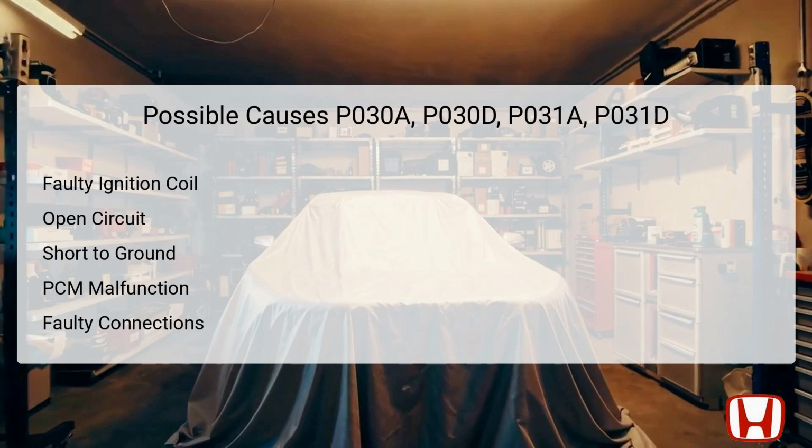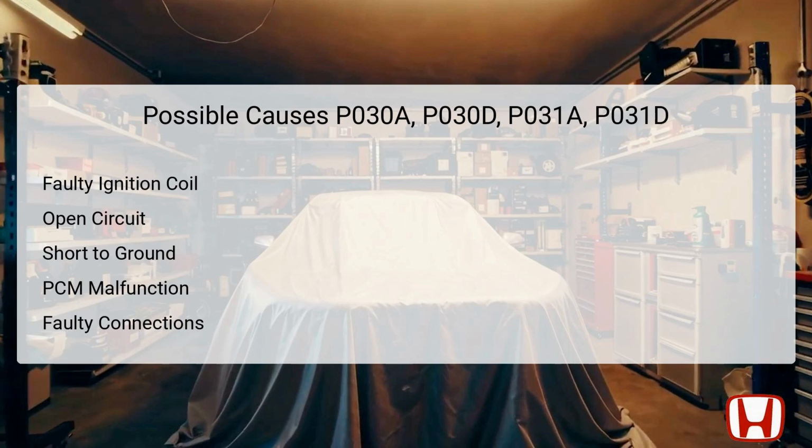When diagnosing DTCs P030A, P030D, P031A, and P031D, several potential causes need to be considered. One common cause is a faulty ignition coil itself. This can prevent proper ignition signal production, leading to the malfunction. An open circuit in the wiring or connectors may also lead to poor communication between components, causing the PCM to trigger a fault code. Additionally, a short-to-ground scenario can occur where electrical currents are improperly diverted, disrupting normal operation.